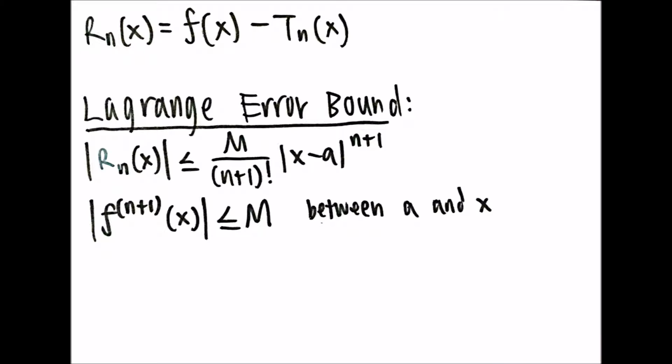Lagrange error theorem bounds the error, telling us how closely the Taylor polynomial approximates the function. It's defined as: if the Taylor series exists, the error is bounded by the error is less than or equal to M, the maximum value, times the absolute value of x minus a to the n plus 1 power, over the factorial of n plus 1. M is a value satisfying the absolute value of the n plus 1 derivative of f of x is less than or equal to M between a and x.